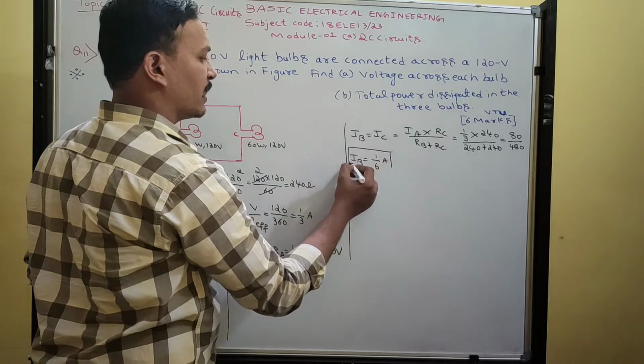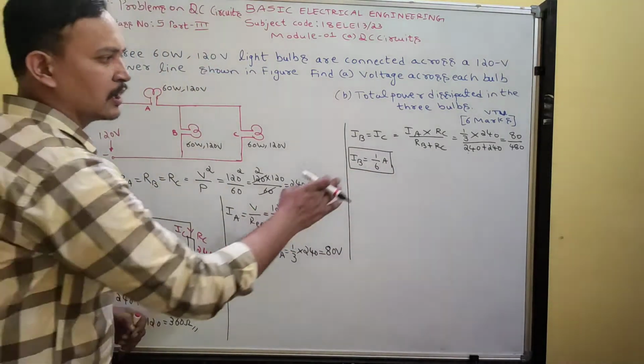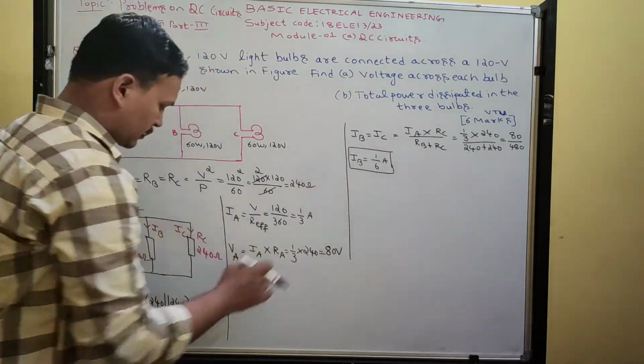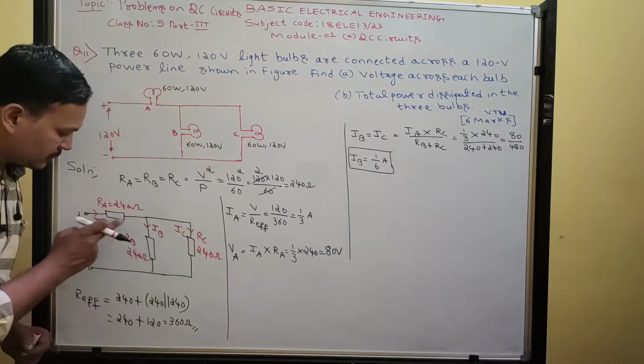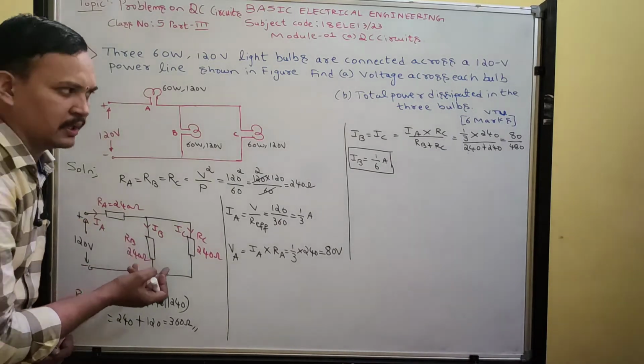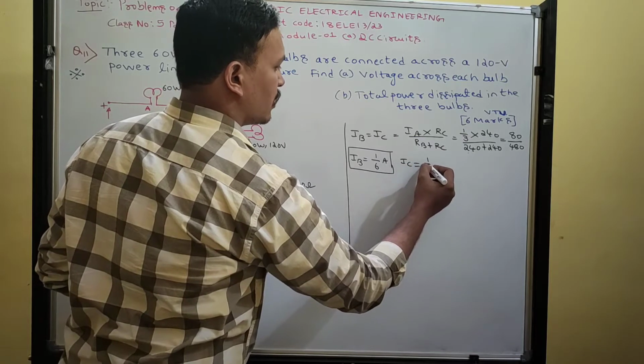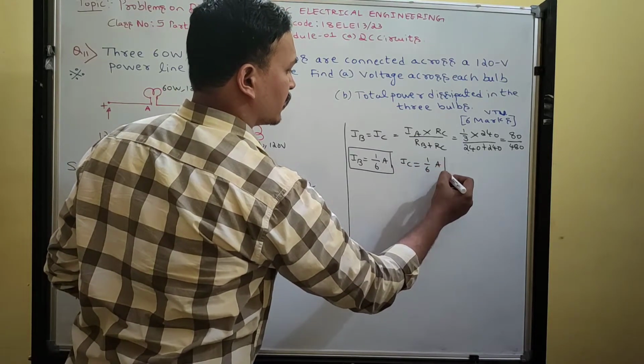So what is the value of IB? 1 by 6. If you calculate IC now, then the IC equation will be supply current into RB divided by RB plus RC. Then IC will also get the same thing. IC will be 1 by 6 ampere.